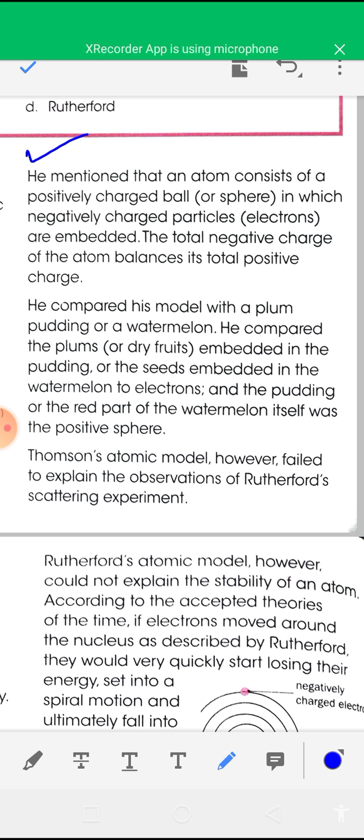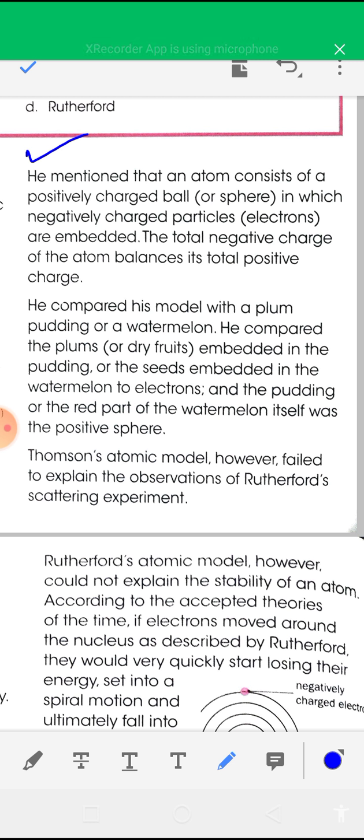And he compared his model with a plum pudding or a watermelon, and he compared the plums embedded in the pudding, or the seeds embedded in the watermelon, to the electrons. In J.J. Thomson's plum pudding model, the pudding or the red part of watermelon itself was the positive sphere. He took the pudding as a positively charged sphere.